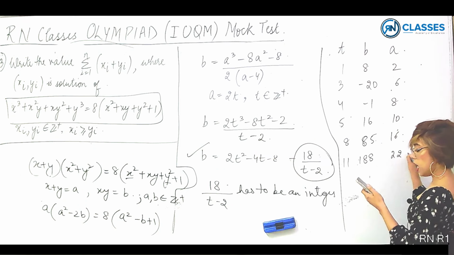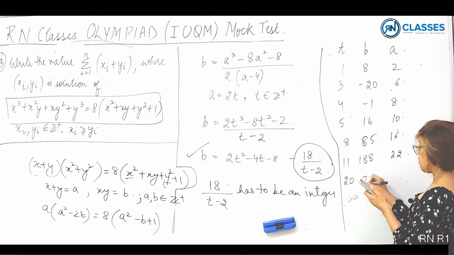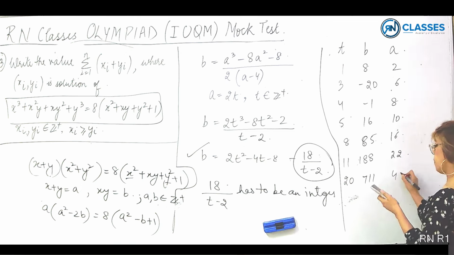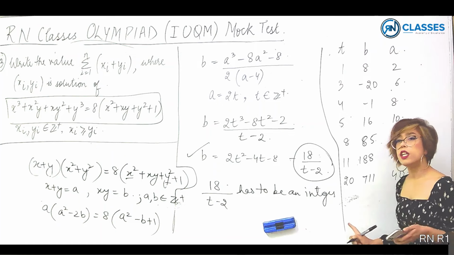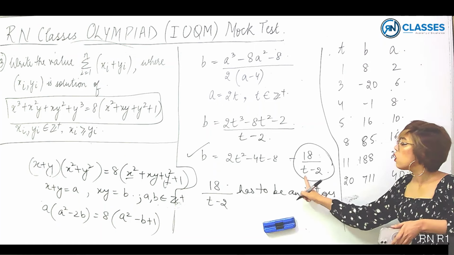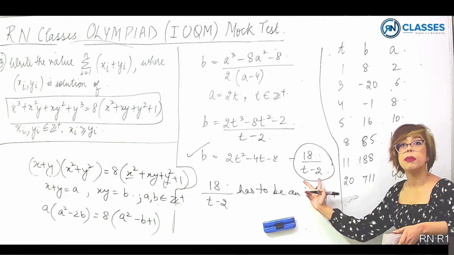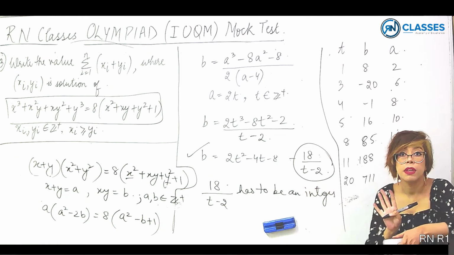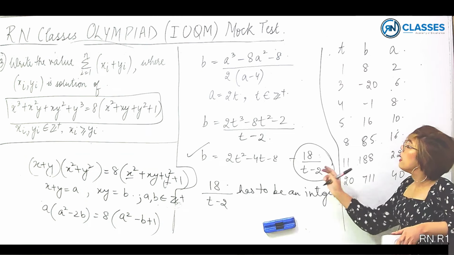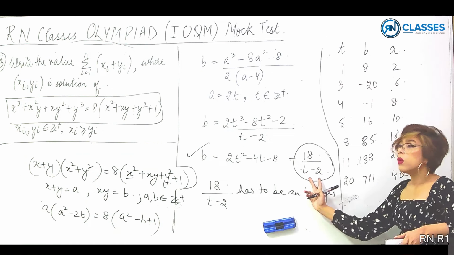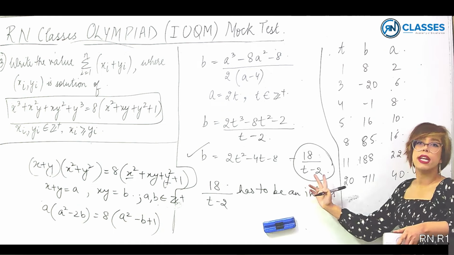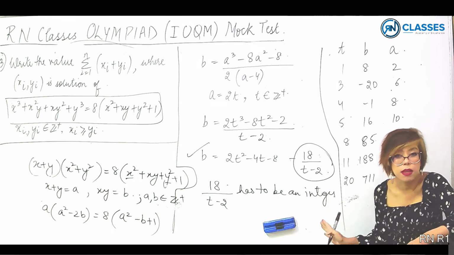So 22, and then 20, 711, and that is what? 40. Right? Now, obviously, I will not go beyond this. Why? Because when we cross 20, this number in the denominator would become greater than 18, and I want this fraction to be an integer. And anyway, the easy way is to see what the divisors of 18 can be here: either 1, or 2, or 3, 4 cannot be, 6, 9, 18. Accordingly, I've written out these numbers.